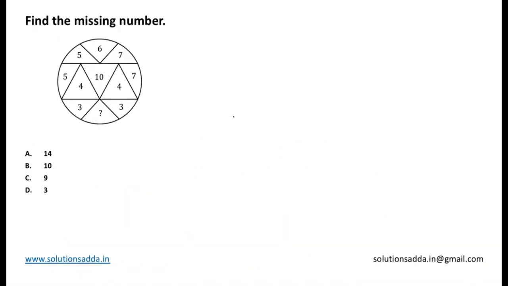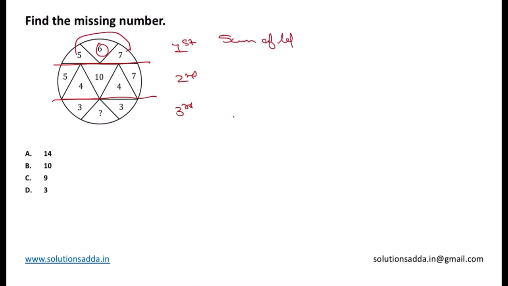This is an aptitude question where we need to find the missing number based on the pattern of numbers given inside this circle. Options are 14, 10, 9, 3. Suppose we divide this circle into 3 parts: first part, second part, third part. We observe that this middle number is obtained as sum of left and right part divided by 2.